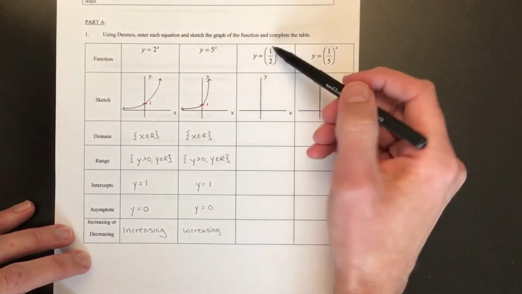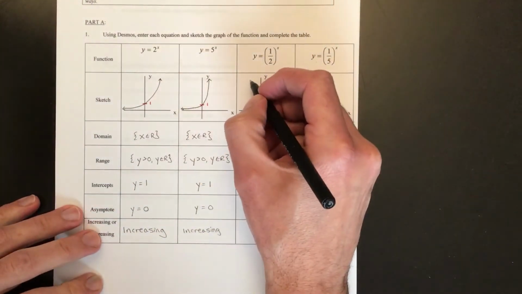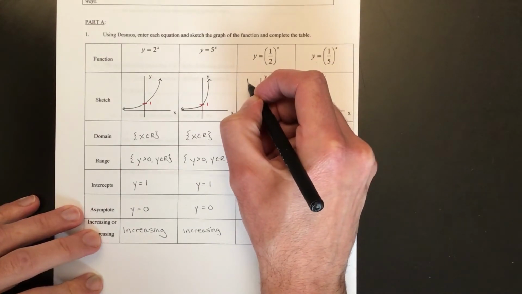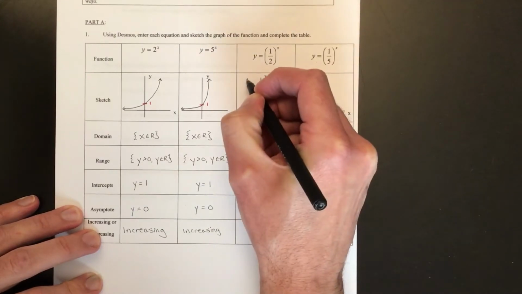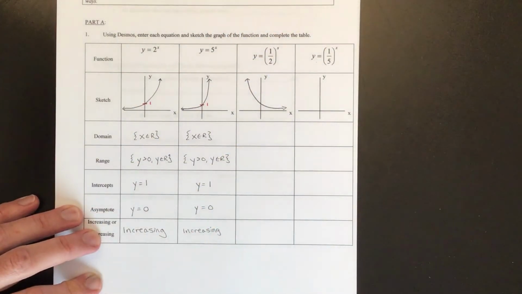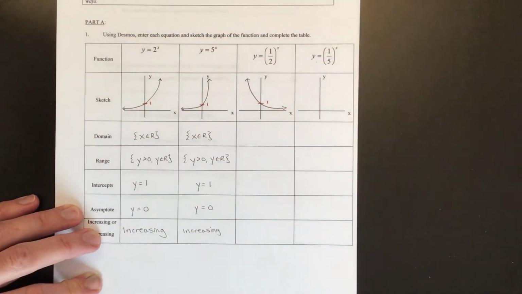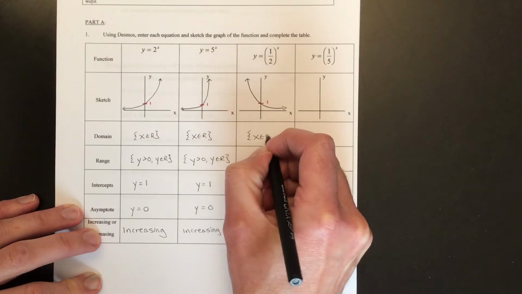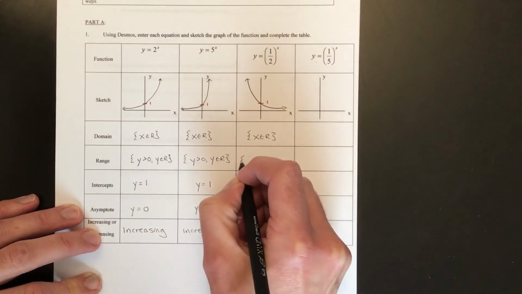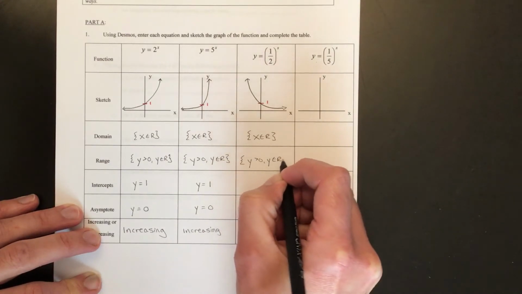Now, what happens when the base becomes a fraction? Well, in this case, my graph is going to go in the opposite direction. And we still cross the y-axis at 1. So the domain is the same, x ∈ ℝ. The range is the same, y greater than 0, y ∈ ℝ.